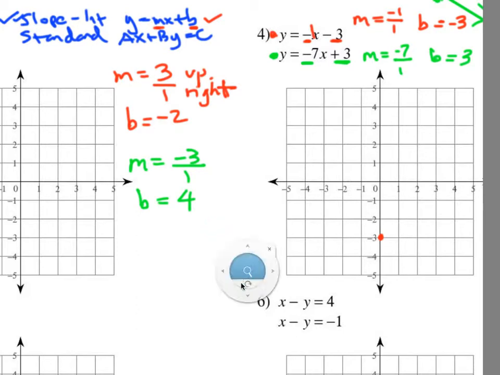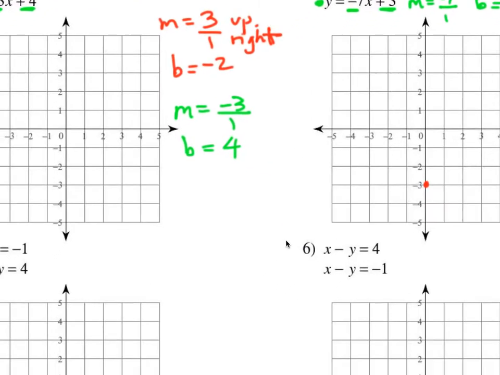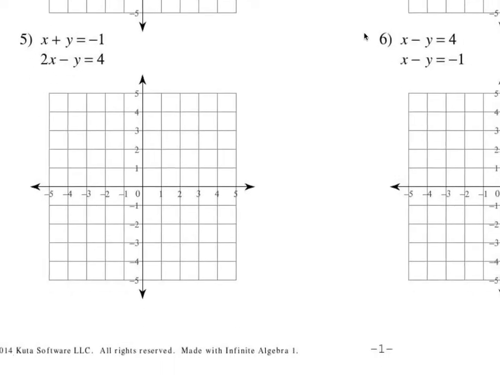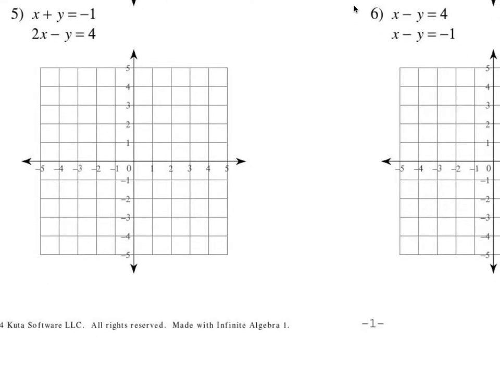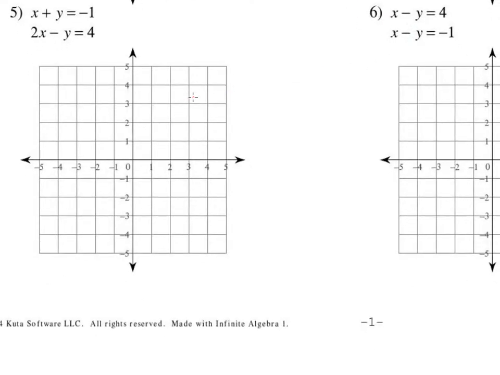Let's take a look at these last two here, number 5 and number 6. So remember our two forms: slope-intercept, begin and move, y equals mx plus b, and standard form.